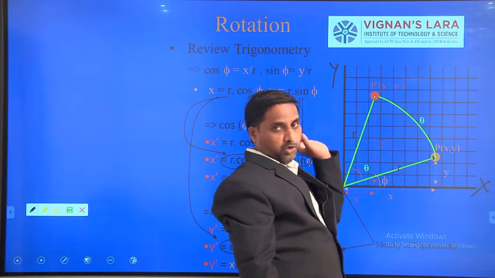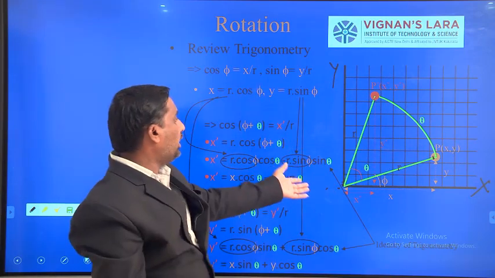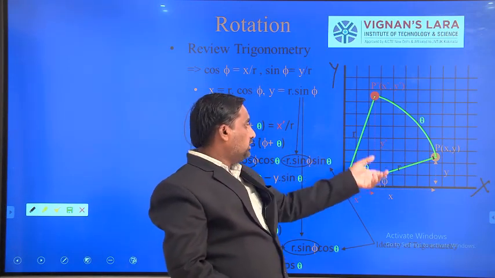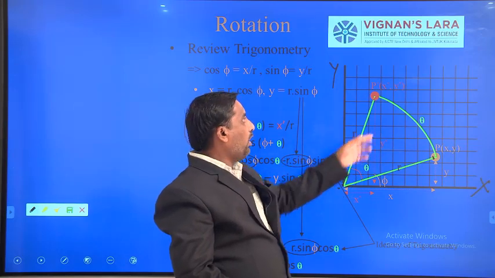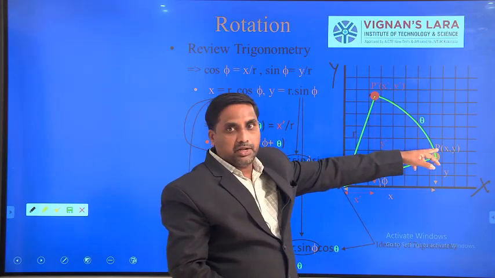That means theta is positive. In the clockwise direction, we will consider theta as a negative value. But here I have considered theta in the anti-clockwise direction, so theta is positive. Now I have to evaluate P dash, x dash y dash, in terms of theta and x, y.